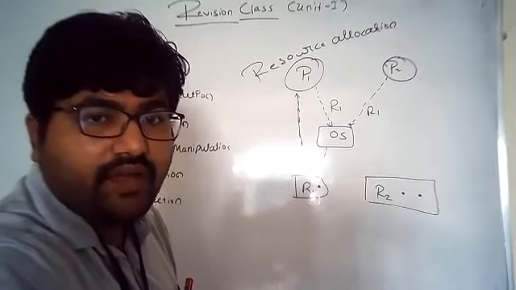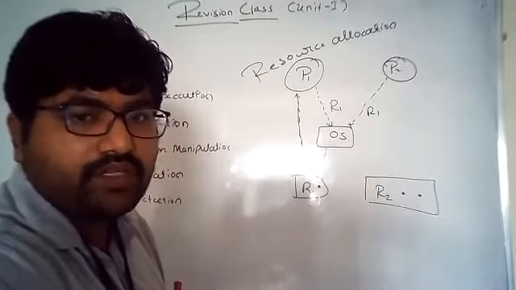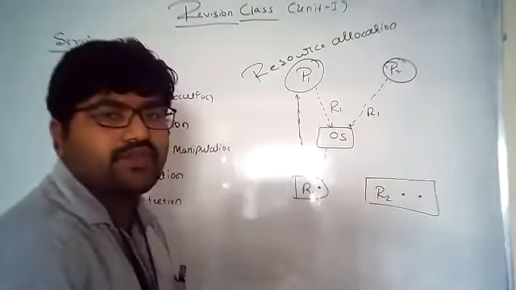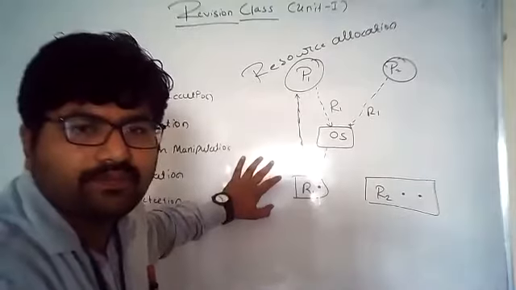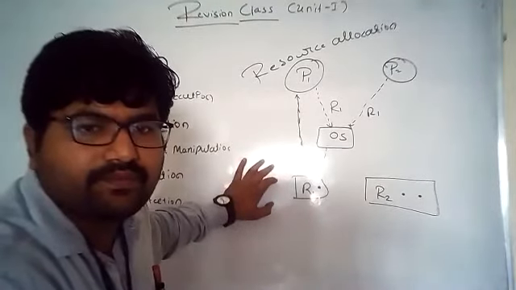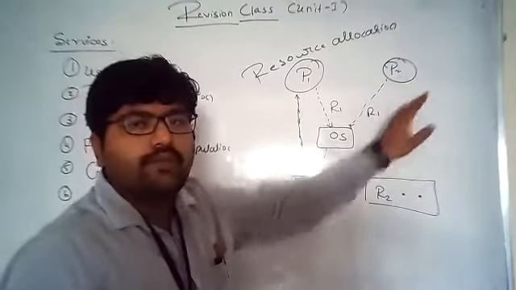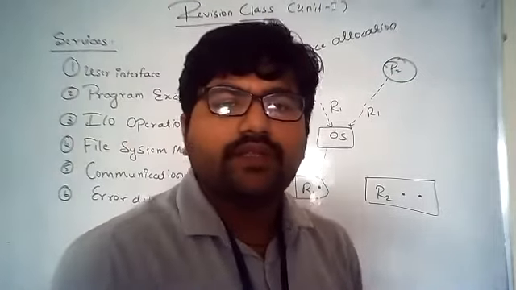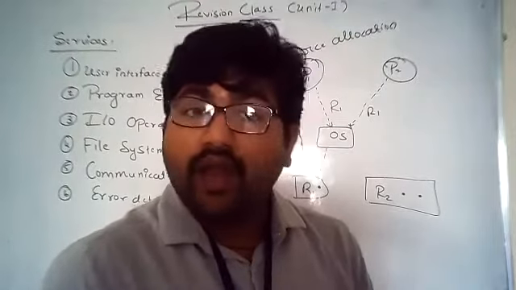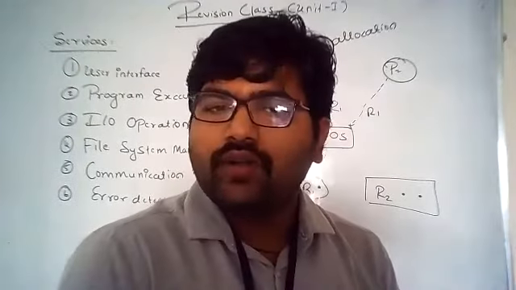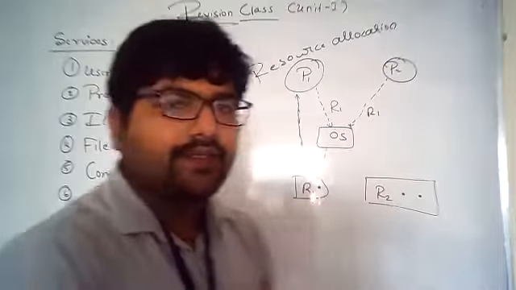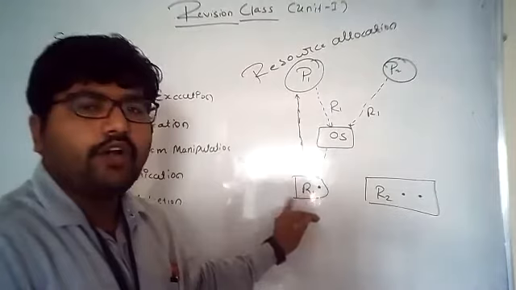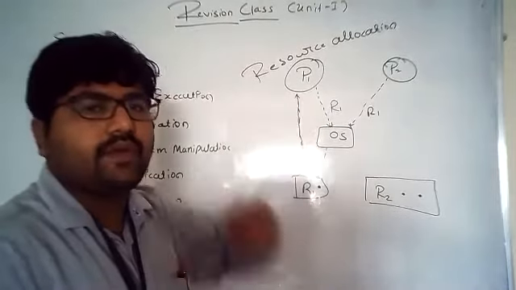P1 is already having R1. So what happens here? The OS is going to message P2 to wait for a while; when P1 releases R1, P2 will get it. How does the OS know R1 is allocated to P1?